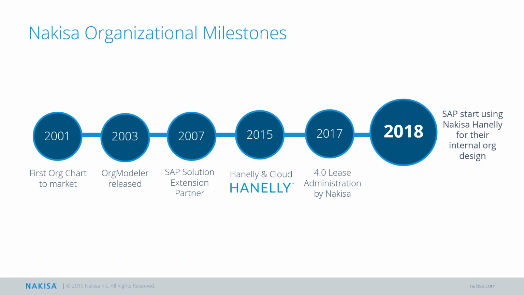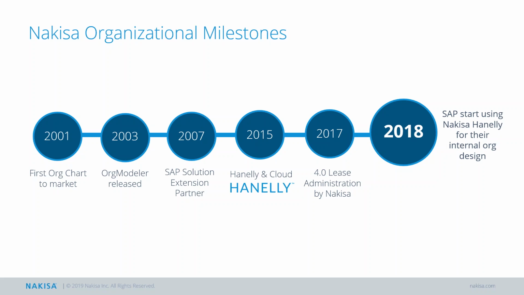In 2017, we had another milestone on the finance line of business, where we also became a Tier 1 partner of SAP, and we released the Lease Administration by Nakisa solution to the market. One of the things I wanted to mention as well is that in 2018, SAP chose to use the Nakisa Hanelly solution globally to support their organizational design needs, and this is for over 85,000 employees.